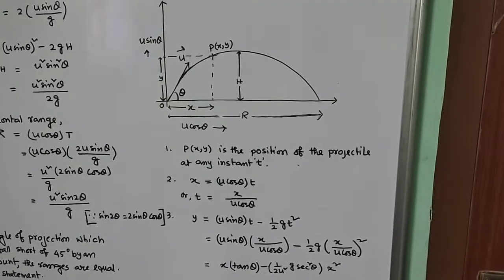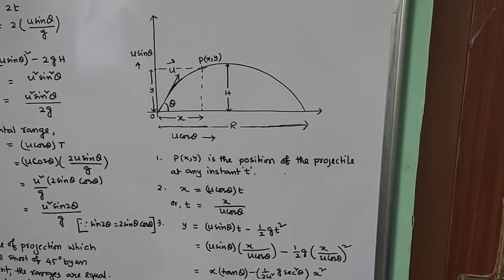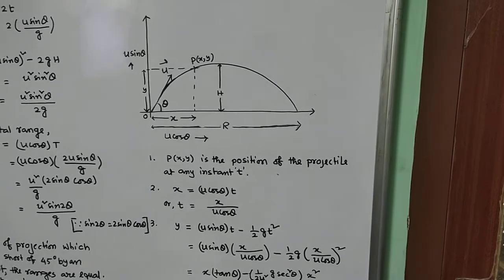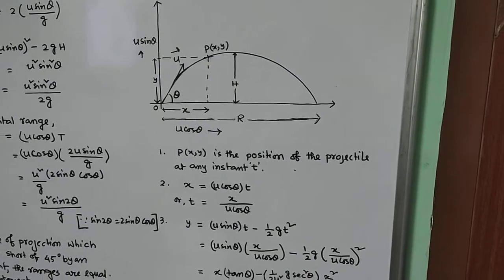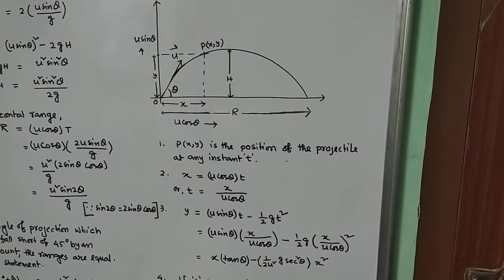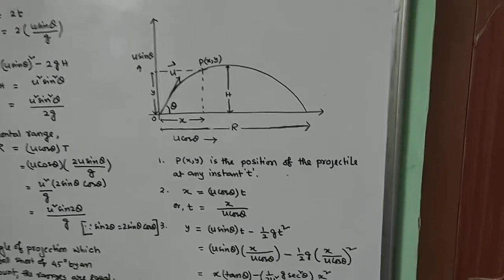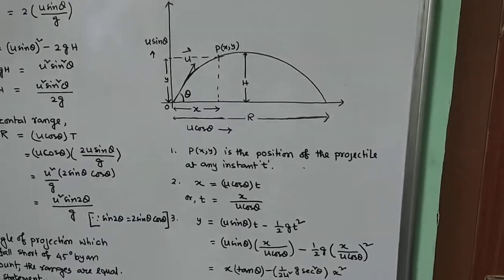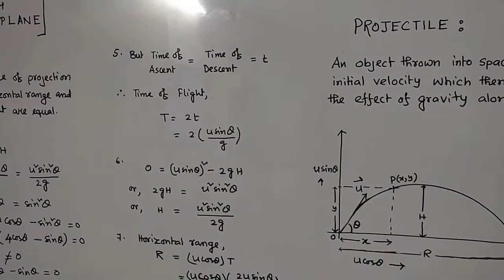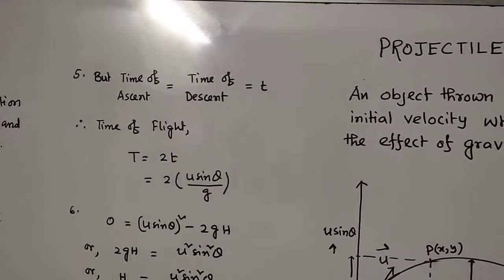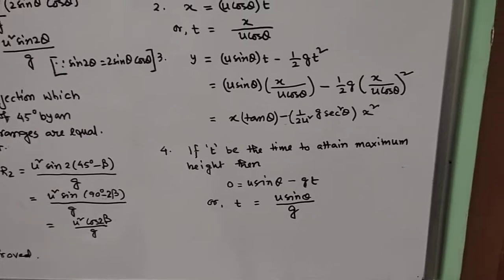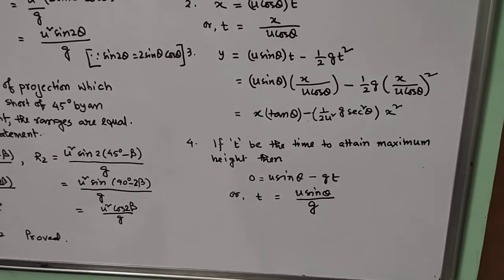But as the path is symmetrical, the time of ascent is equal to the time of descent. It means how much time it takes from origin to maximum height, the same time it takes from maximum height to ground. That's why the path is symmetrical, and that's why the same time is required. So that's why we have written number 5: time of ascent equal to time of descent equal to t, small t, because we have used here if t be the time to attain maximum height.